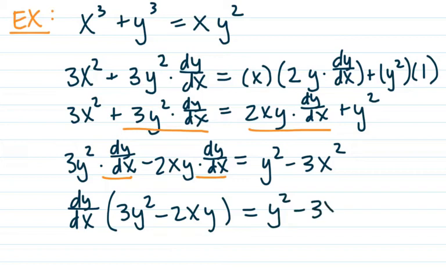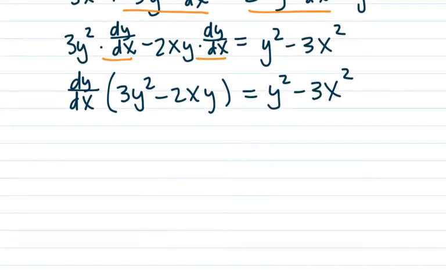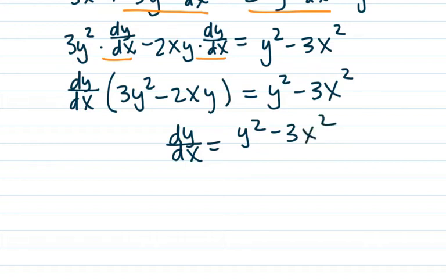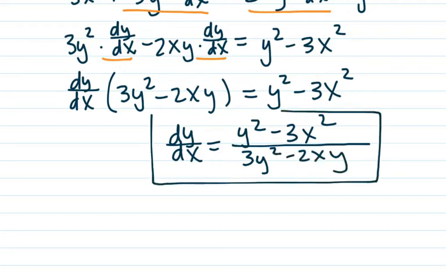Okay, so we just have one step left. Right now it's currently getting multiplied by this, so we need to divide on both sides by this parentheses to get our final answer. So dy over dx equals, it's going to be so beautiful, y squared minus 3x squared over that whole parentheses, 3y squared minus 2xy. And that is our beautiful answer to example 2.